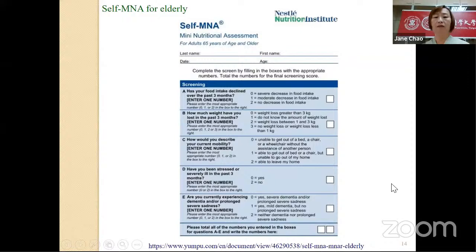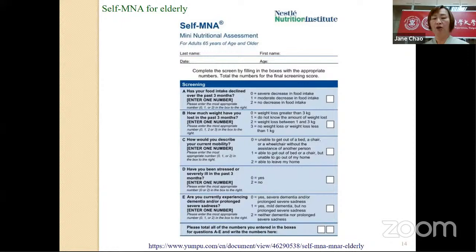So, they also developed what we call the self-MNA. What is self-MNA? Self-MNA, especially for the elderly, means this MNA form can be filled in by the elderly themselves. So it's easy to read, easy to answer, and easy to get the final results.